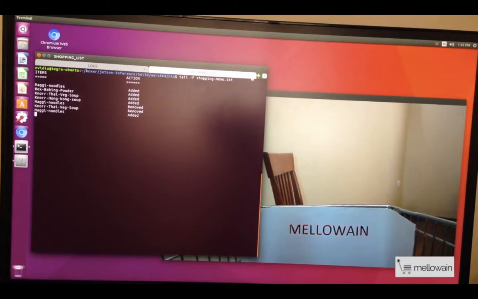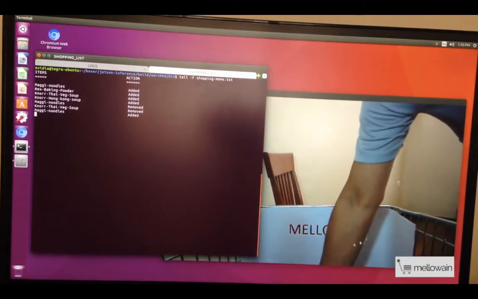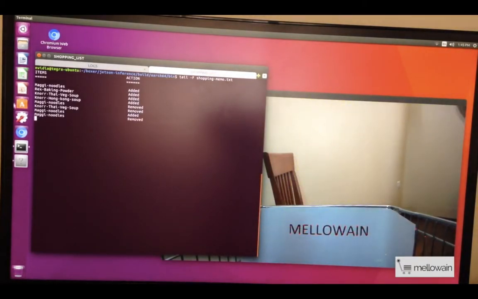So there are two steps here. One is scanning the product, which is done by the camera, and second is the verification. We will remove a few products for the next demo.